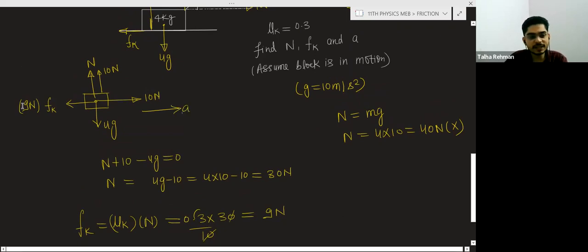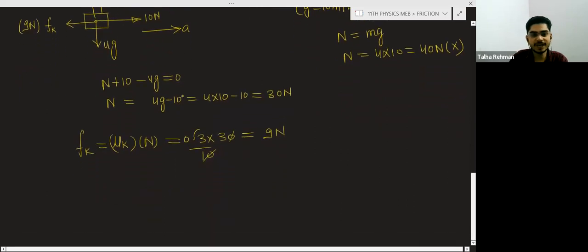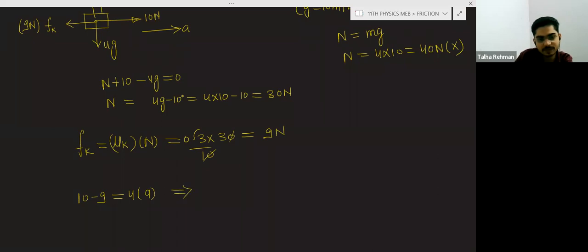Now, this block will have the acceleration in this direction. Now we will see in the horizontal direction what is the net force. The net force in the horizontal direction will be 10 minus 9 is equal to mass into acceleration. What is mass? 4 into acceleration. So 1 is equal to 4 into a. The acceleration of the block will be 1 by 4, or 0.25 meter per second square.